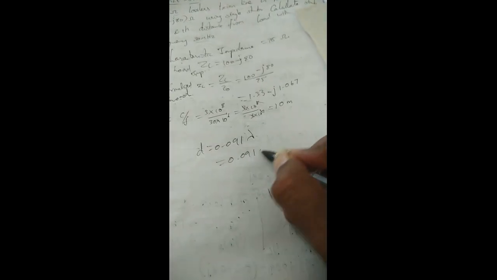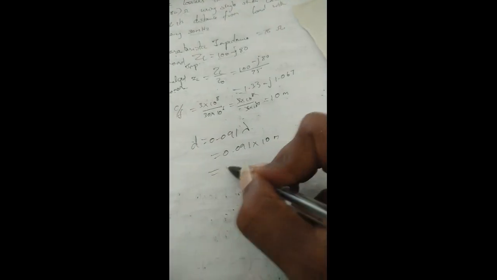And now we come to the calculation part. What's the distance? 0.091, right? So distance equals 0.091 lambda. What is lambda? 10 meters. So it equals 0.091 into 10, and automatically you get 0.91 meter. Is that right?